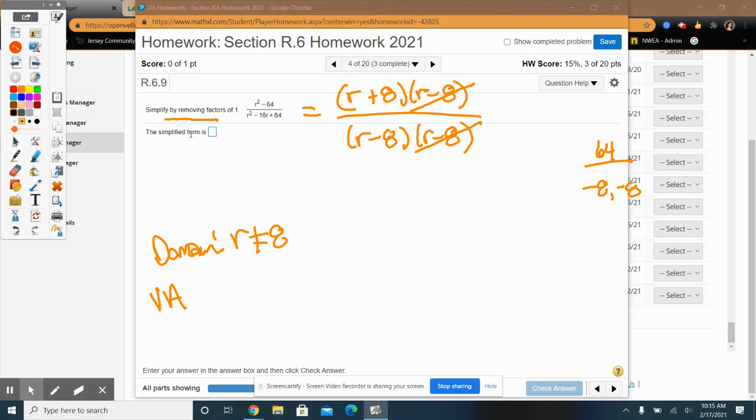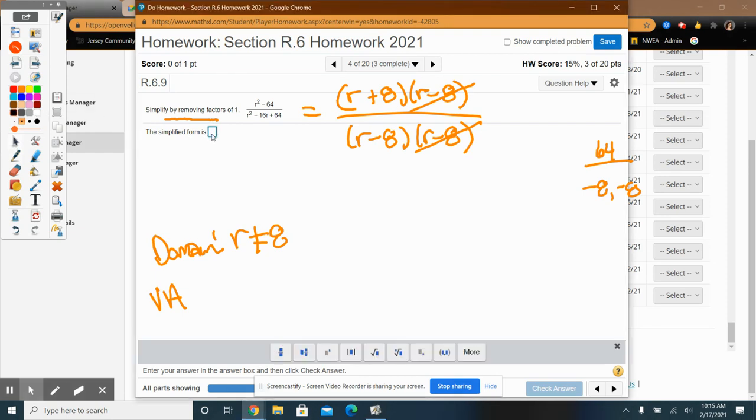They want us to put the simplified form, and they want us to make a fraction here. And on the top, it's going to be r plus 8. On the bottom, it's r minus 8. So they just want you to factor everything and look for one pairs.